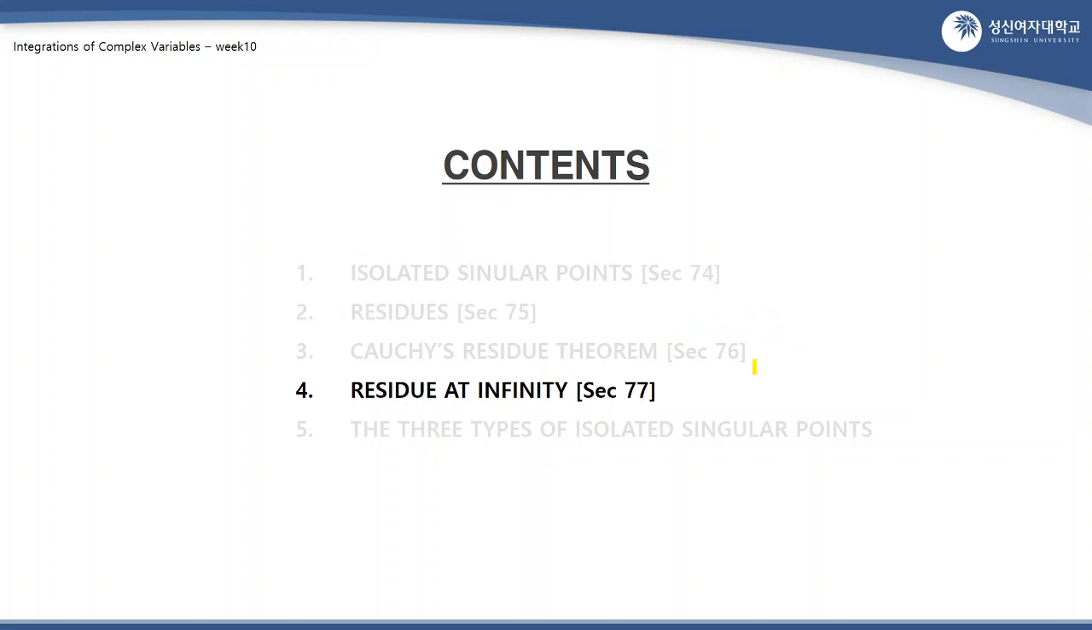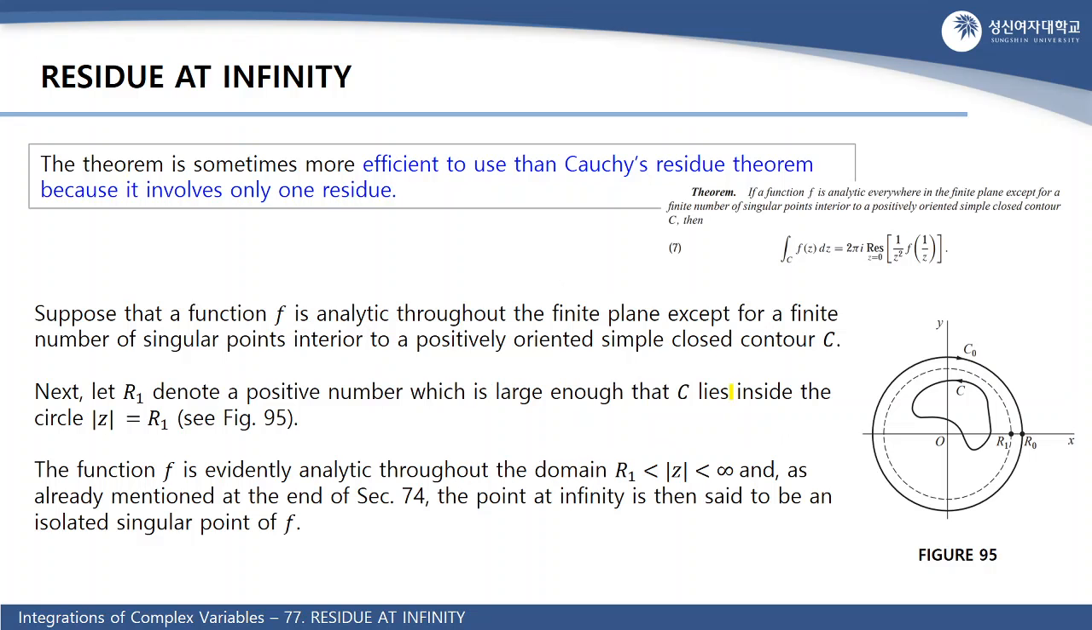Next, we are going to study section 77. The title is Residue at Infinity. We are going to learn a theorem which is quite useful. What I mean is that sometimes it is more efficient to use than Cauchy's residue theorem that we have just learned in the previous section, because it involves only one residue to evaluate the integral.